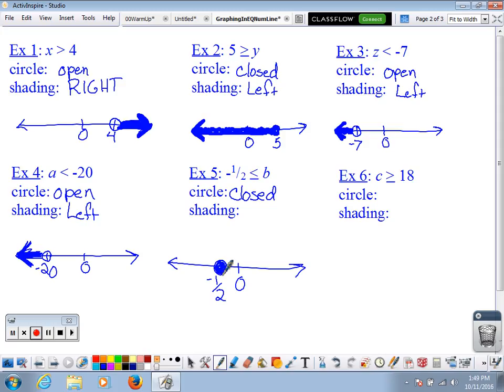Okay? Then I want to think about the shading. Well, is that inequality open to B, or is it pointing to B? It's open to B. So, does that mean that B is the bigger value or the little value? The bigger value. And where are the bigger values? On the right. So that's where we shade. And we shade all the way to the right. Nice and dark, so there's no question about which direction we're shading. Okay?